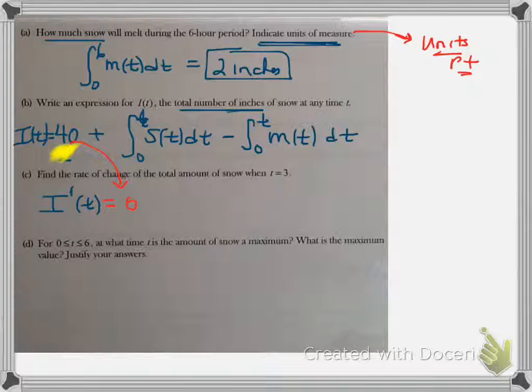The derivative of an integral is our second fundamental theorem, so plus s of t, right? And then same thing here, minus m of t. And of course, we'll be evaluating that at t equals 3. And so you should get a value of 0.19376. And of course, they didn't ask for it here, but we're going to give it to them anyway. Inches per hour. Always important, right?